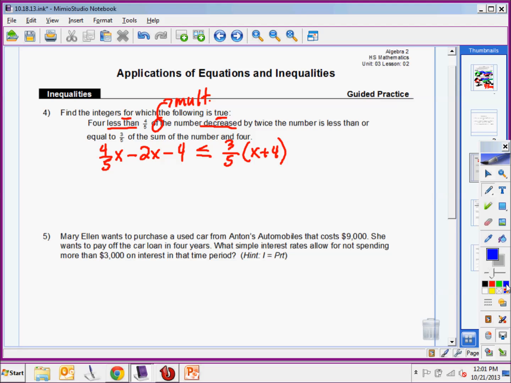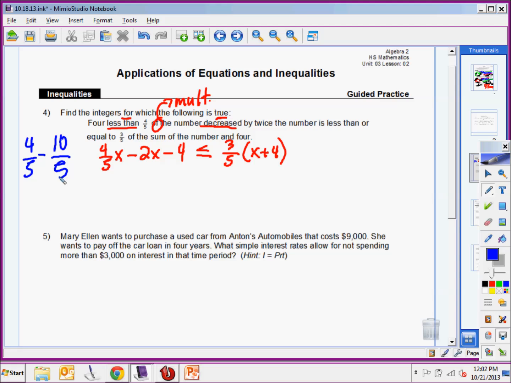Okay? So 4/5 x minus 2x. What does that simplify to? I'm going to do it to the side. So I have 4/5 minus 2. What can I make that into? 10 over 5. What's 10 divided by 5? 2. Okay. Now can I work the problem?